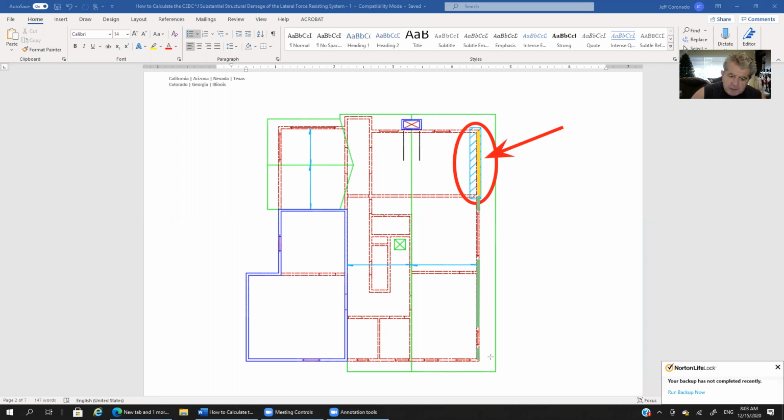And I believe I am drawing a green line. This green line that I'm drawing would be the effective lengths of the walls that are not damaged.